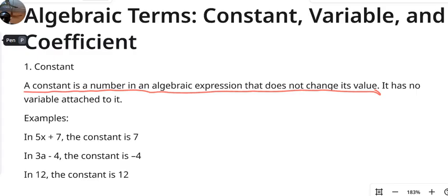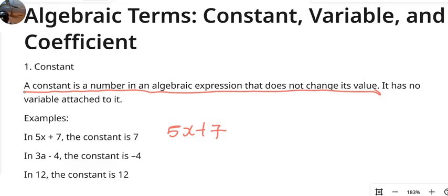I love this definition. If you are given an algebraic expression like this one here, 5x plus 7, you need to look at these two terms here. I can see 5x, I can see 7. So between these two expressions here, 5x and then plus 7, which one is the number that is standing alone? Which of them is a number that is standing alone?